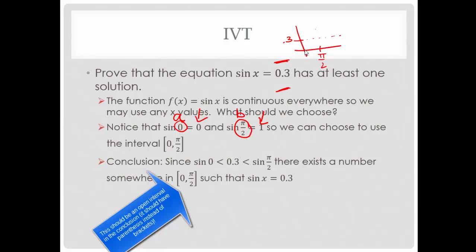Graphically, my scale's going to be off on this, but you remember what your sine function looks like? It looks like this. You're going to cross this line, which is y equals 0.3. Notice that intermediate value theorem tells us that there exists a number that is going to make this equation true somewhere between 0 and pi over 2. It does not, however, tell us what that number is.